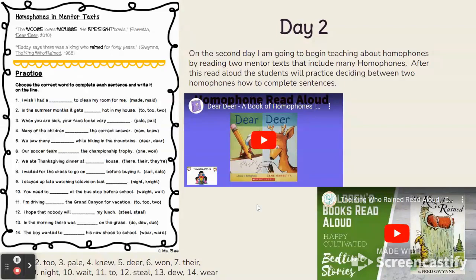And I have the answers there at the bottom if you wanted to use this in your own class. I'm going to allow them to do this with partners, and then when they are done with the worksheet, they're going to find another set of partners who's also done to check their work.